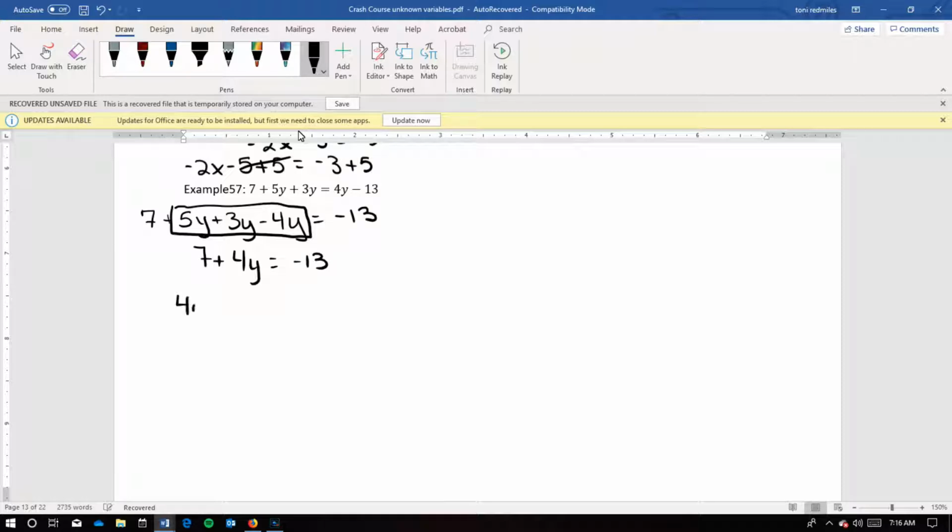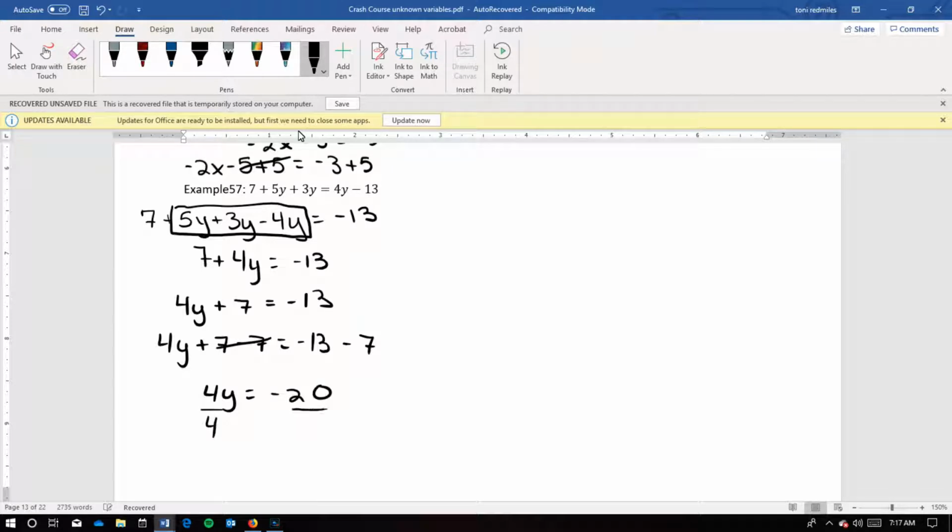Let's flip-flop our terms. Now I can clearly see I have to subtract that 7 from both sides. Now I have to divide the 4 on both sides. Negative and a positive is going to give me a negative, and 4 goes into 25 times.